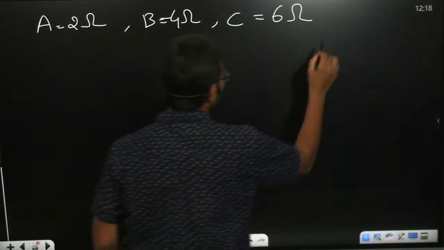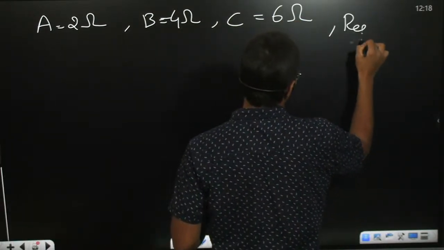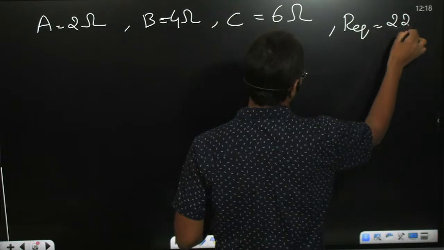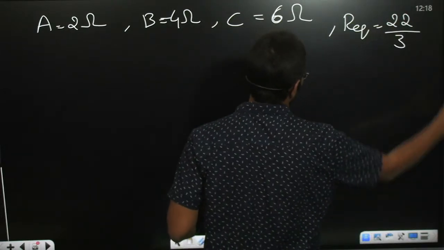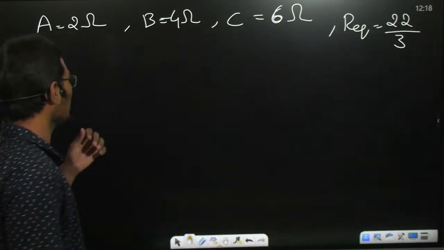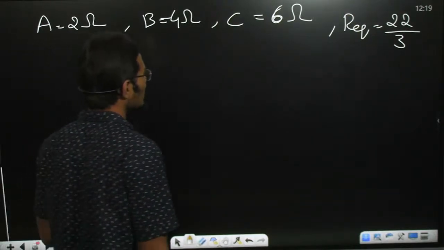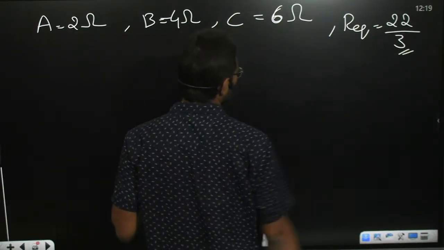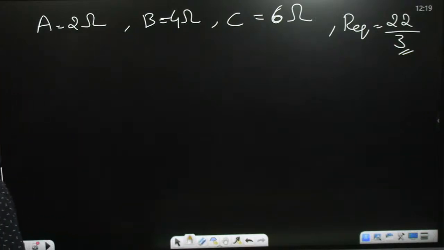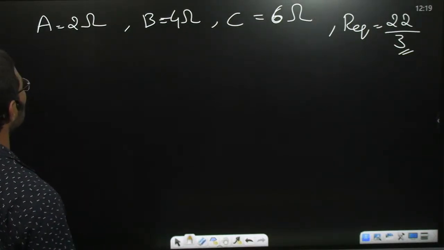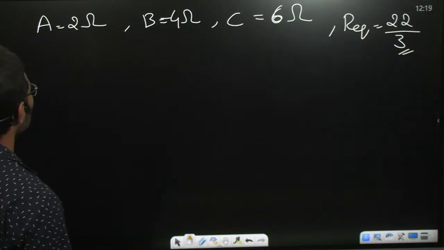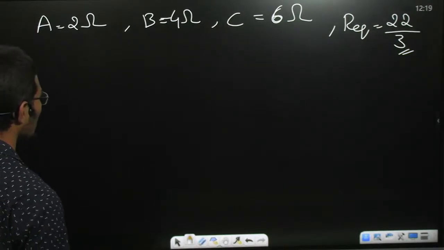So the R equivalent is 22 by 3. One way is just to check all options. The other way, if you try to reach the answer sooner: here the R equivalent's denominator gives us 3. So when do we get a fraction? Generally we get a fraction when we connect things in parallel. So which two, when connected in parallel, give denominator 3?